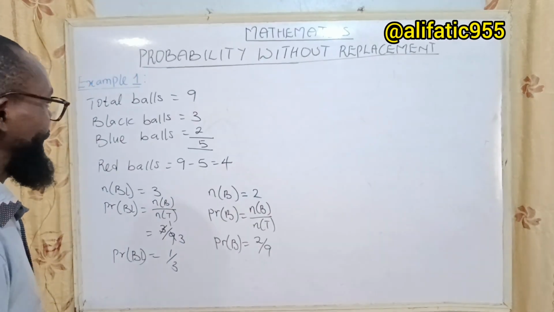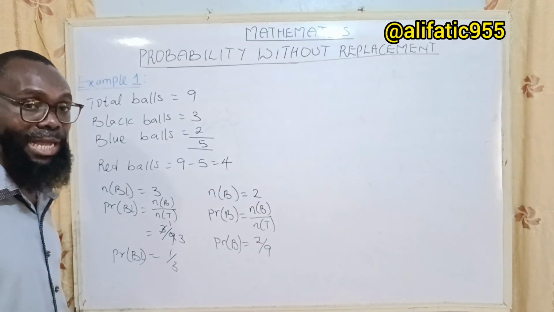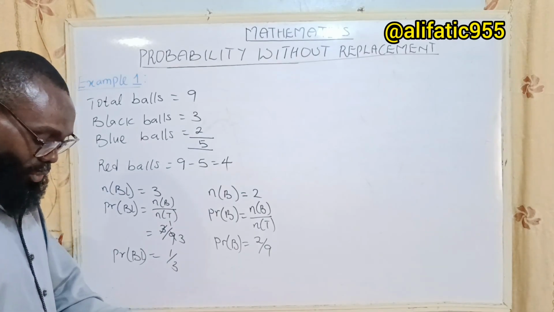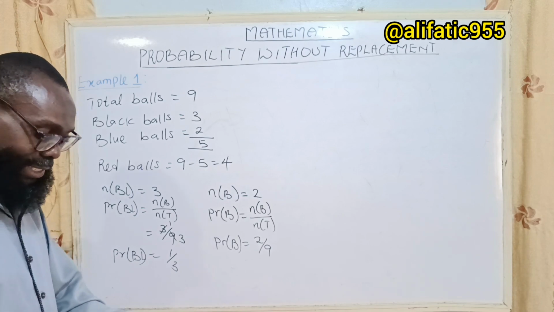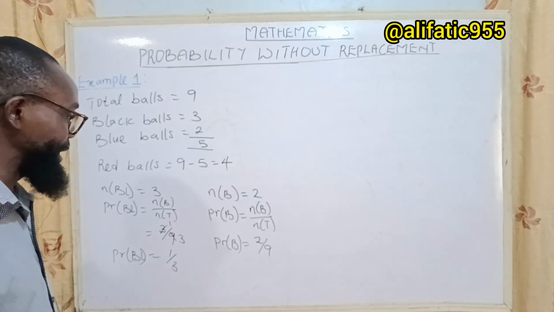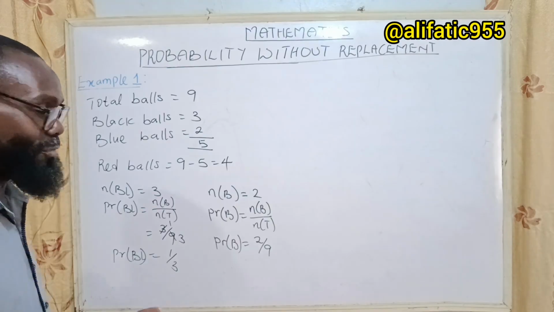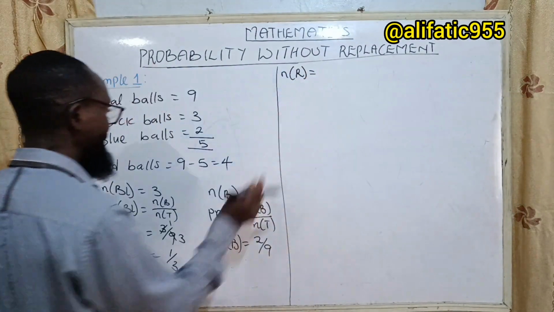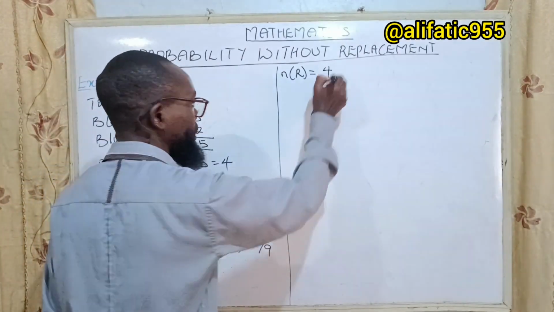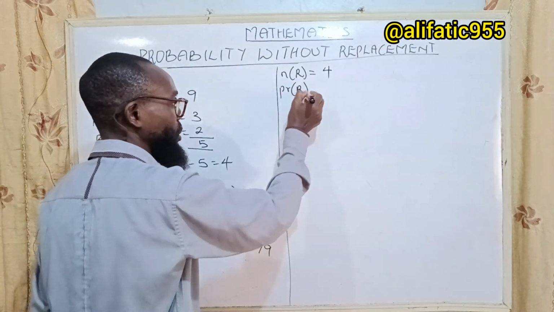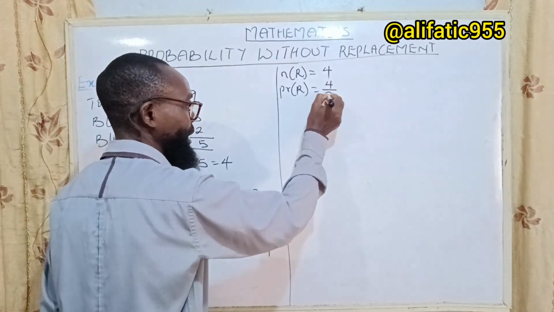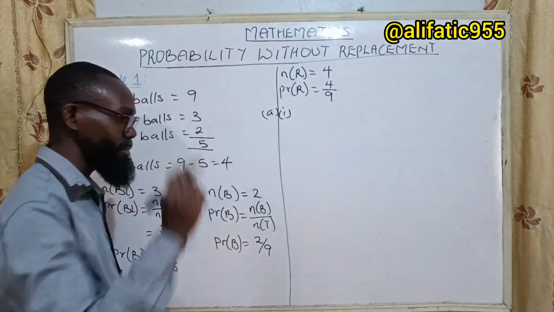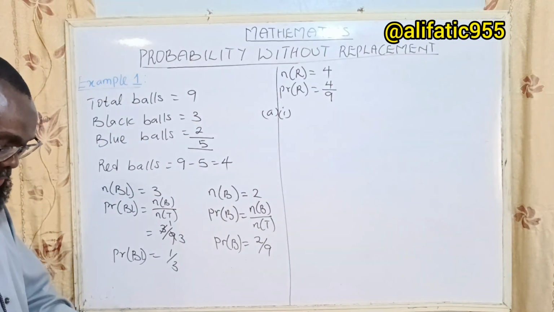Now, let us look at the question given that we are asked. Question A, Roman figure 1 says, you should find the probability that it is not blue, and Roman figure 2, it is not red. Since it's not red, we have to look for the probability of red as well. Number of red, how many red do we finally get? We have 4. Probability of red will be 4 over 9. Are we there? Now, question A, Roman figure 1. Not blue. Probability of not blue.